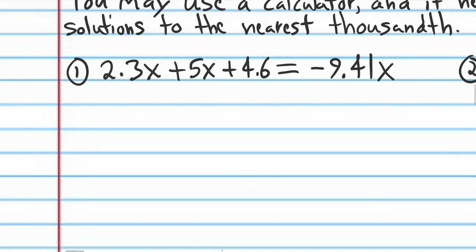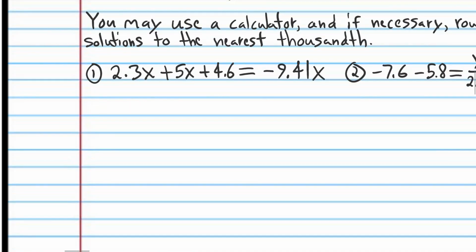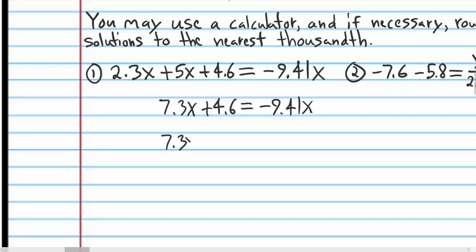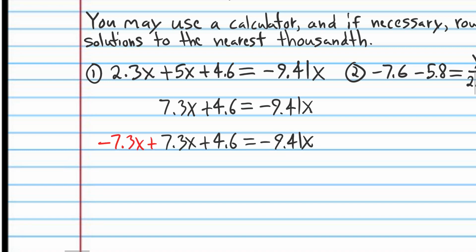So let's get started. Alright, we're going to start by adding 2.3x and 5x to get 7.3x. Now we're ready to perform an operation on both sides of the equation, which means we have to rewrite the equation to preserve the result of our first step. And we're going to subtract 7.3x from both sides. And this is where you can use your calculator. Now we can do that calculation.